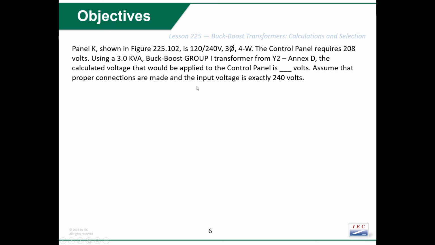Assume proper connections are made and the input voltage is exactly 240. Once again, what's the relevant information? They gave us a lot of info that we don't need to know. So it's a 240 volt panel, and they tell us assume it's exactly 240. So we're going to have a 240 volt input. We want to get 208 or close to it on the output. They're telling us we're going to use a group 1 transformer. What's missing here is they're not telling us the connection diagram. Okay? We can find that out, not a big deal.